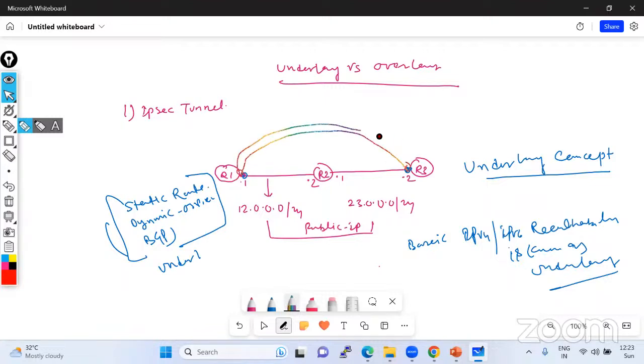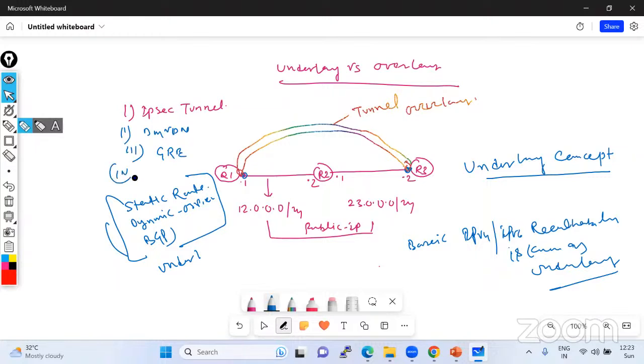So you can form the tunnel. Now you are able to reach from here to here. This is your underlay, and this is the tunnel you are creating. This is your overlay concept. In our concept, we have multiple overlay technologies. One is IPsec, DMVPN, GRE, right? These are the legacy native things.